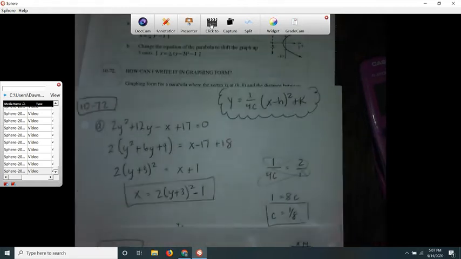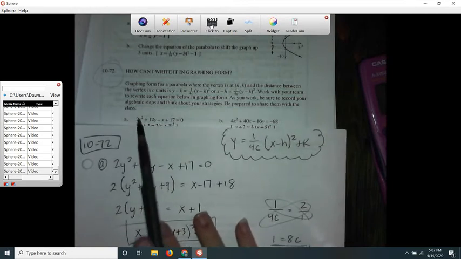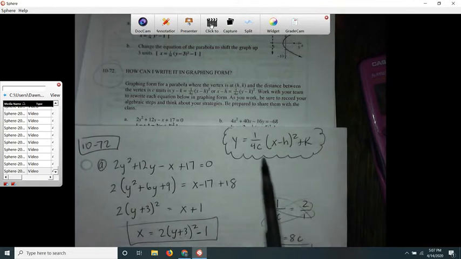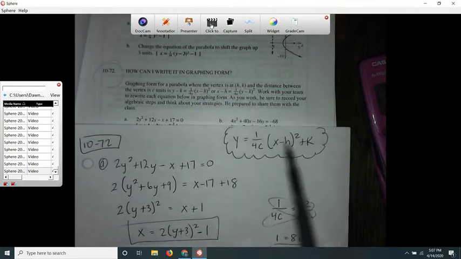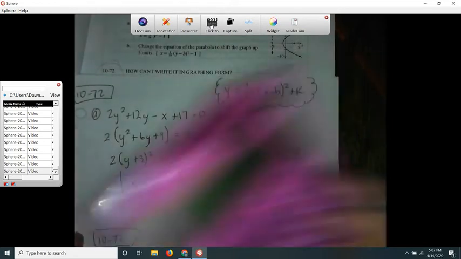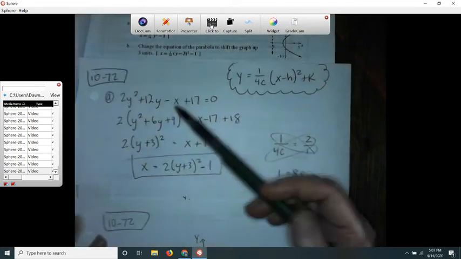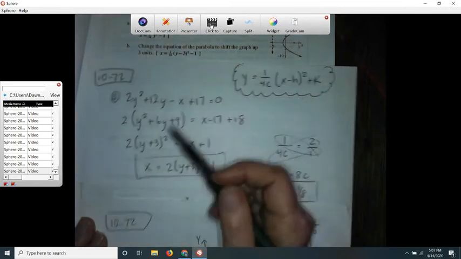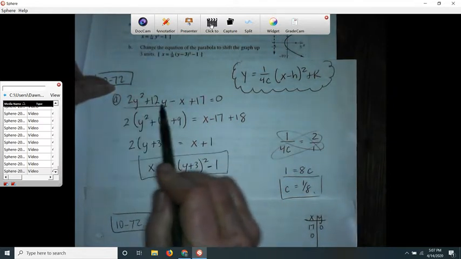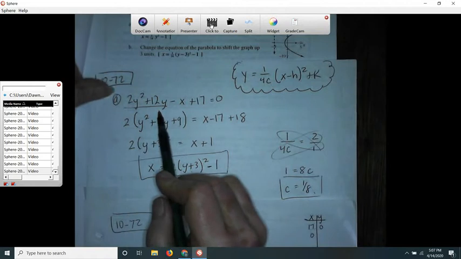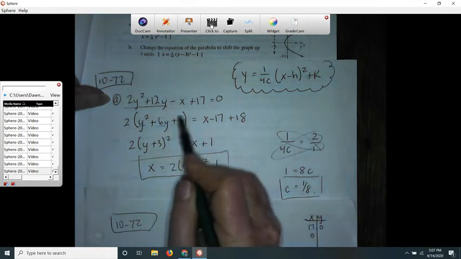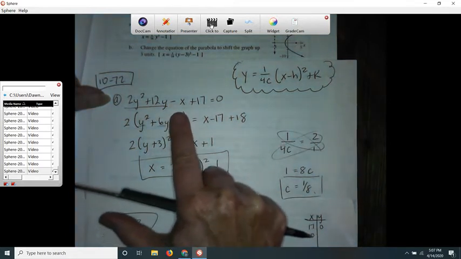So letter A, it wants me to turn this into graphing form. So I just wrote it down. That's graphing form, except they like to make it y minus k. I always put the k over here because I think we were doing it like that before. What I do here, the way I do it, is I look at these two terms, and those are both the y terms, and I want to complete the square with those. So I factor out the 2, which gives me the y squared and the 6y, and then I don't know this number yet. This is the number that I wish I knew.